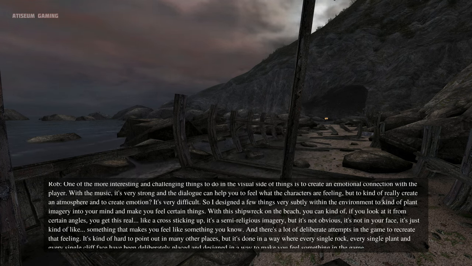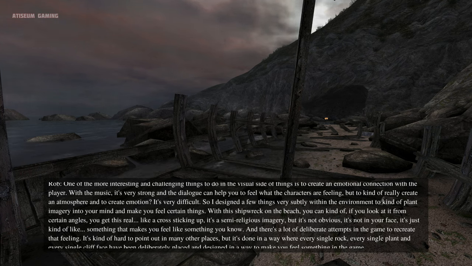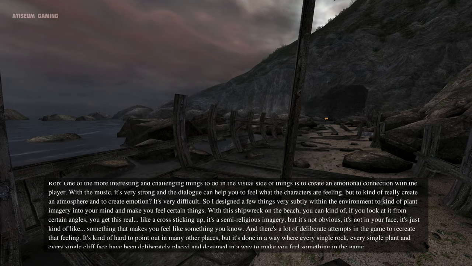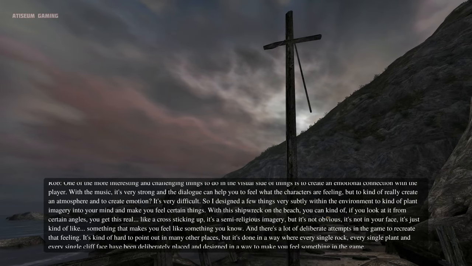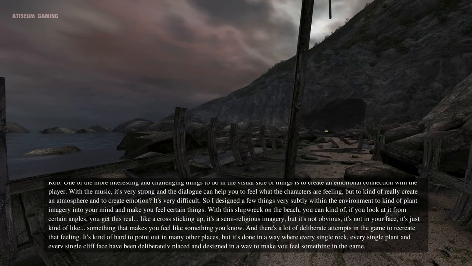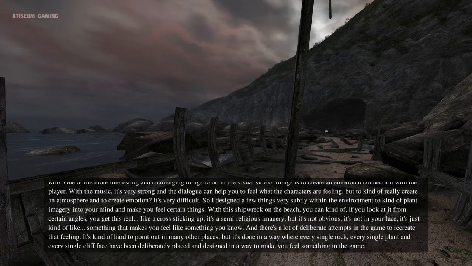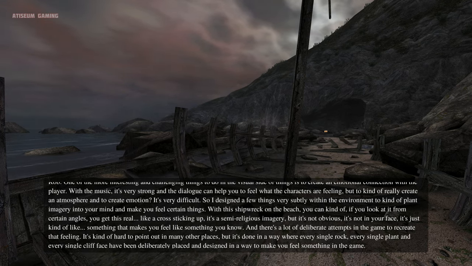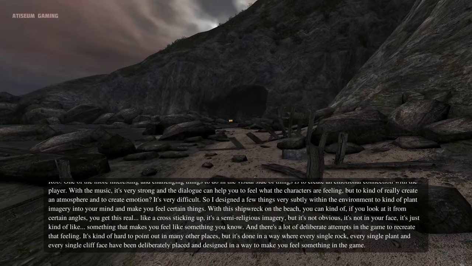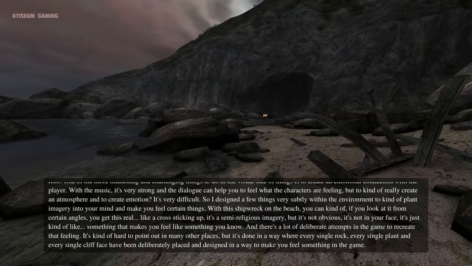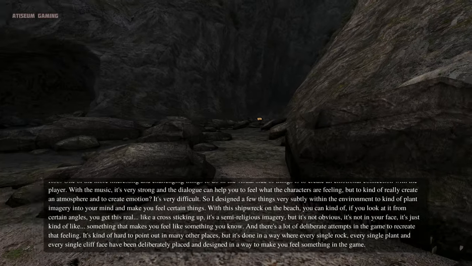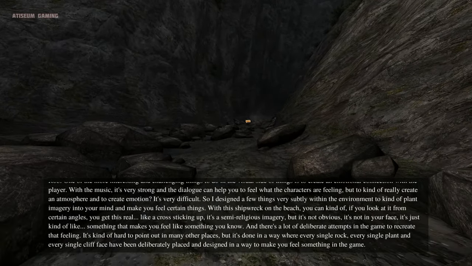With this shipwreck on the beach, if you look at it from certain angles, it's like a cross sticking up. It's this semi-religious imagery, but it's not obvious, it's not in your face, it's just something that makes you feel something. So there's a lot of deliberate attempts in the game to recreate that feeling. It's hard to point out in many other places, but every single rock, every single plant, every single cliff face has been deliberately placed and designed to make you feel something in the game.